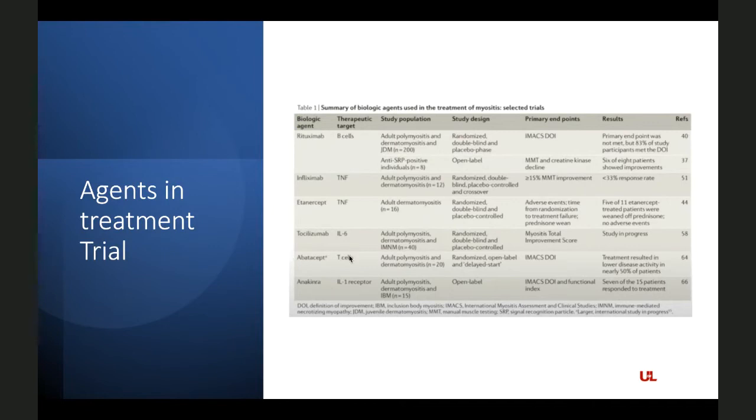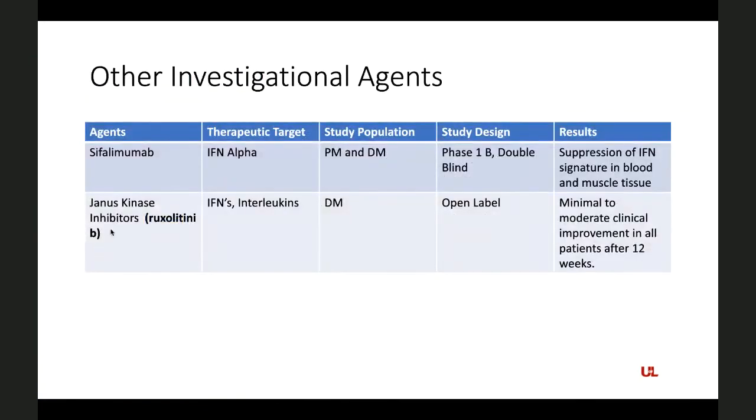Abatacept is a T-cell targeted therapy, and right now people are reviewing this particular drug quite often, and we do have studies for it. There are other investigational agents as well, JAK inhibitors and sifalimumab. JAK inhibitors basically act on interferons, and as we know, interferons are very heavily involved in the pathophysiology of dermatomyositis. So this particular drug, ruxolitinib, is a JAK inhibitor, which they are currently studying for dermatomyositis, and it is an open label trial, and they are still recruiting.